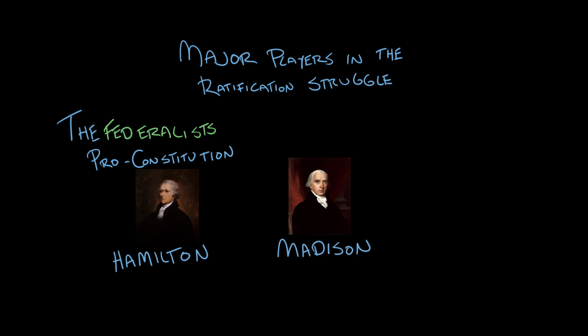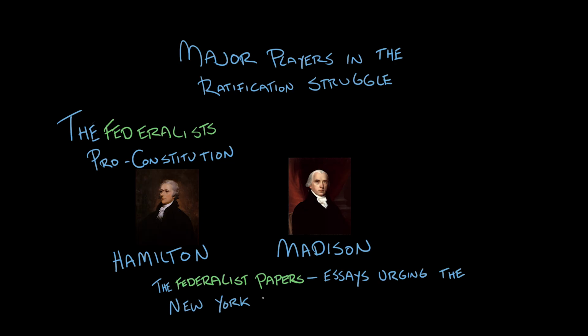Those two people, though, were also particularly important because Hamilton said, we're going to have a tough time getting ratification in New York. We need to write some essays defending the Constitution. And so Hamilton and Madison cooperated together and wrote what we now call the Federalist Papers, which were simply essays written in the newspapers trying to urge the New York Convention to ratify the Constitution. Eventually, those essays were sent to other states and became known, and now we come to revere those essays as the Federalist Papers. But they were originally just kind of advocacy pieces for ratifying the Constitution.